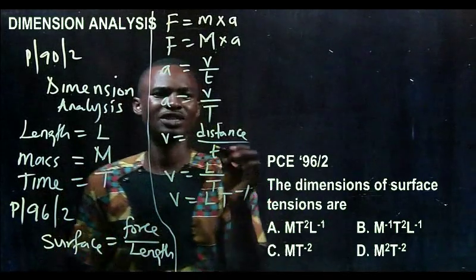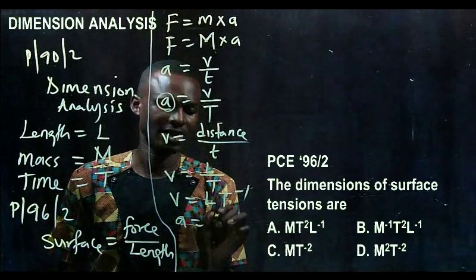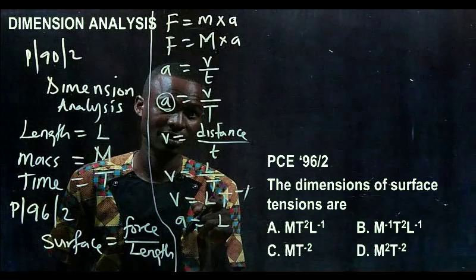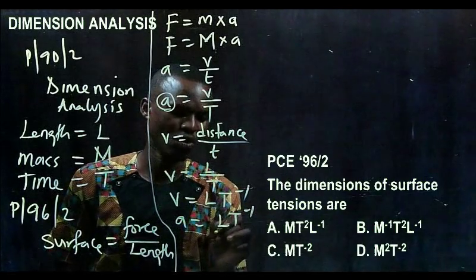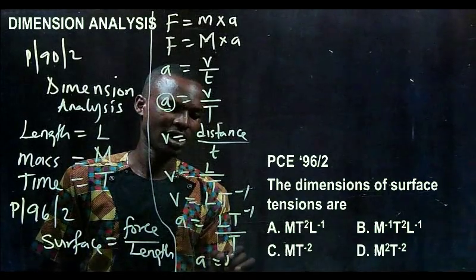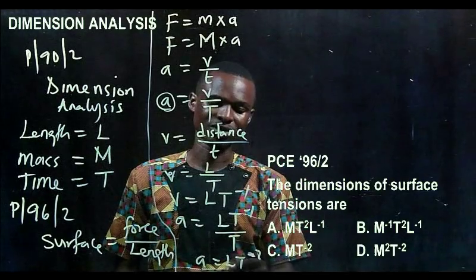So now let's trace it up. Let's get that of acceleration. Acceleration here is velocity. What's the dimension? L per T, which is this. Okay? L per T over time. So that means acceleration will be L per T squared. Okay, so that's the dimension for acceleration. Is that the answer? No.